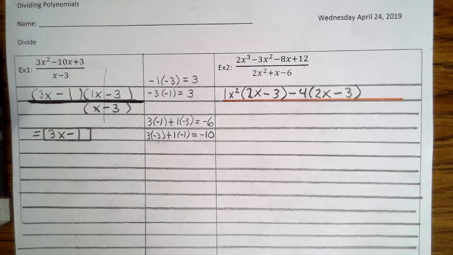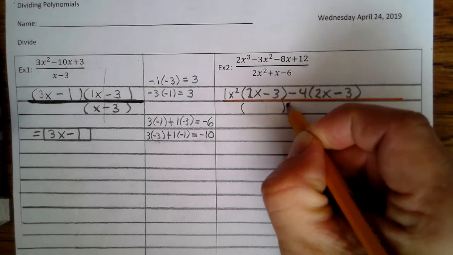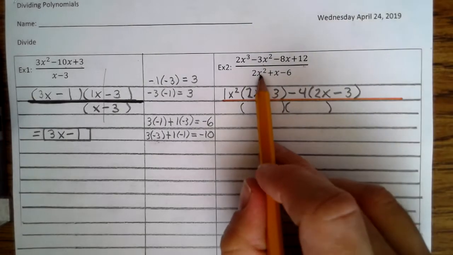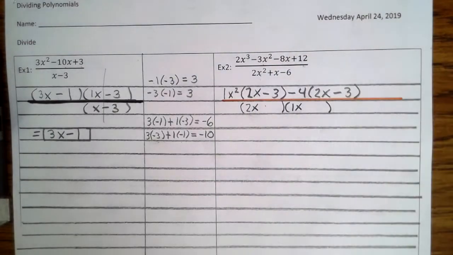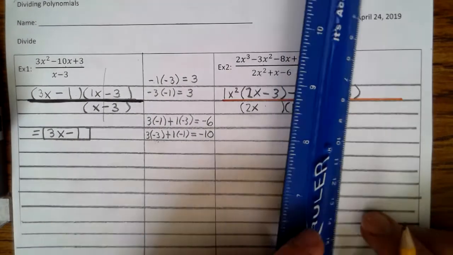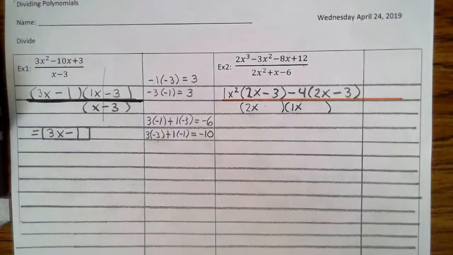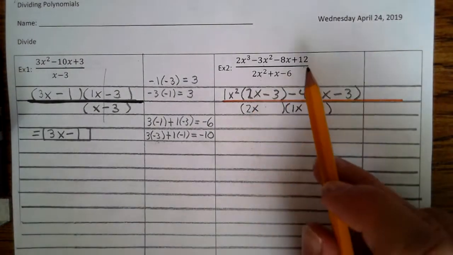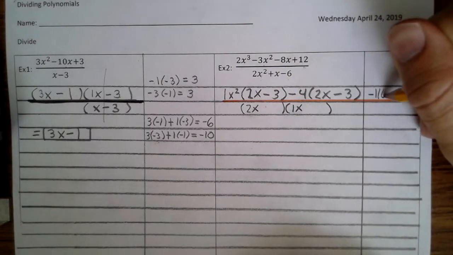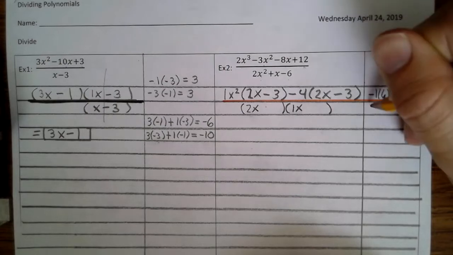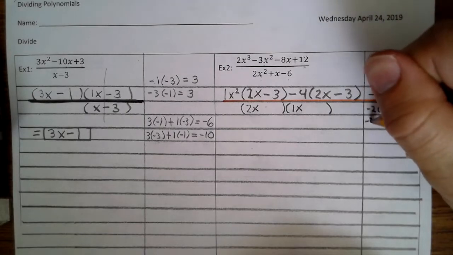Now here, to factor the denominator, we know 2 parentheses. Now, in order to get 2x squared, we know 2x and 1x. And probably need some space here to do that work. Okay. Now, we need to find all the combinations to make negative 6. So we know that negative 1 times 6 is negative 6. Negative 2 times 3 is negative 6. And negative 3 times 2 is negative 6.